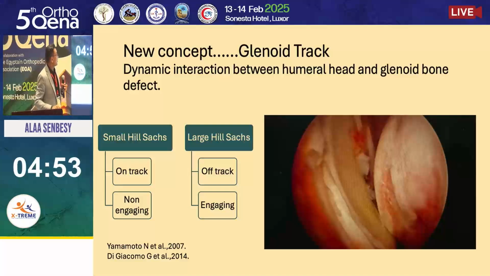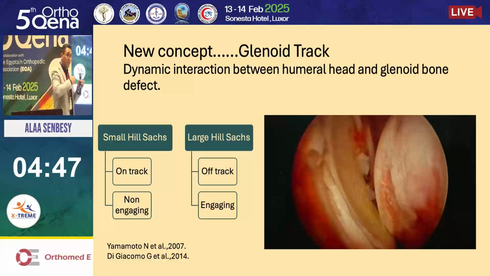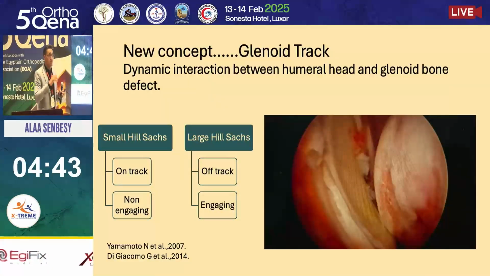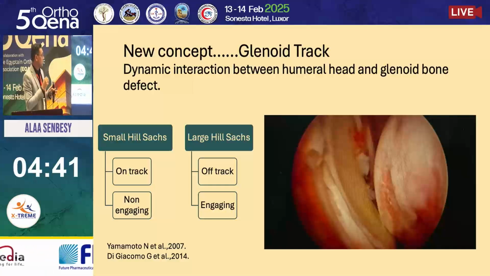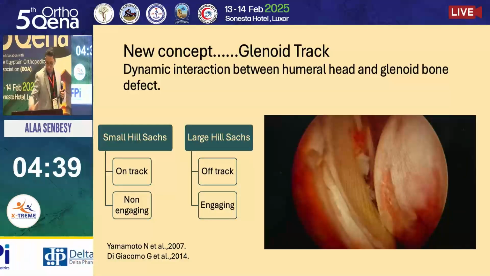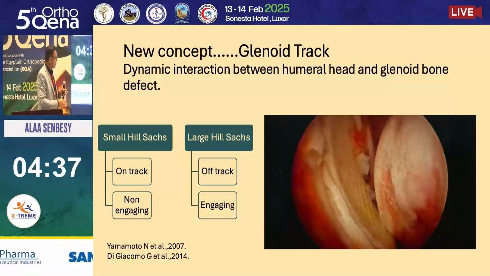Glenoid track is a new concept: the dynamic interaction between the humeral head and the glenoid bone defect. It's the distance of the glenoid through which the humeral head moves. So if we have a small Hill-Sachs, it's on track. And if we have a large Hill-Sachs, it's off track and engages with the glenoid.